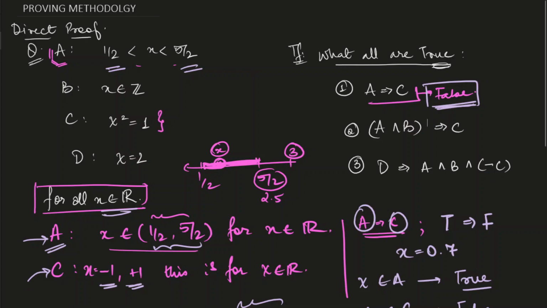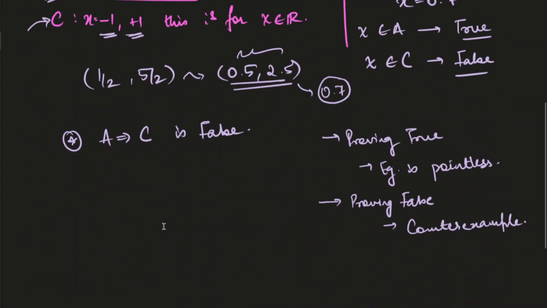Perfect. Next question. We have A and B implies C. Let's just mark it right here. Let's go down and let's just write it up. So we have A and B implies C.